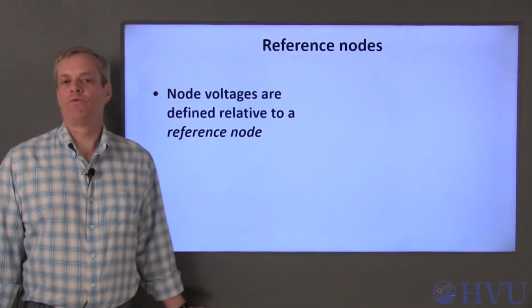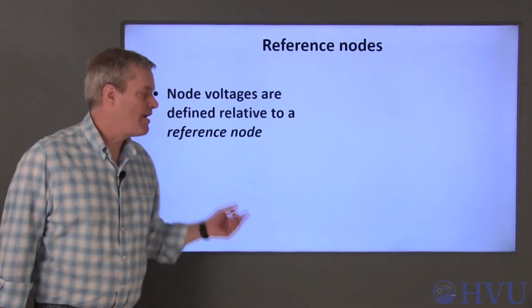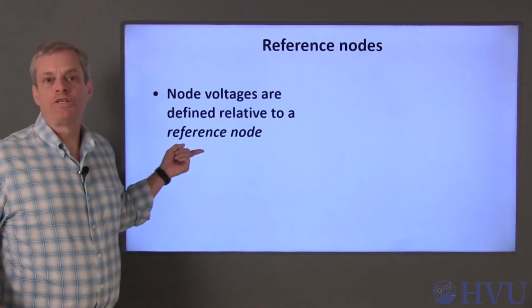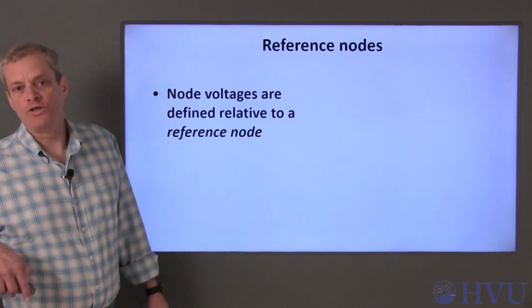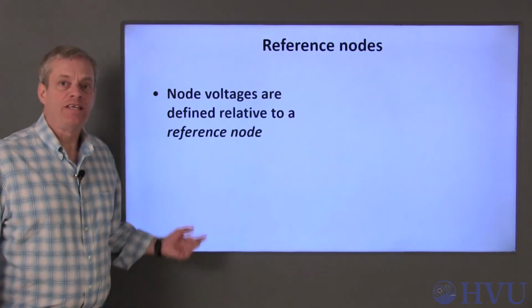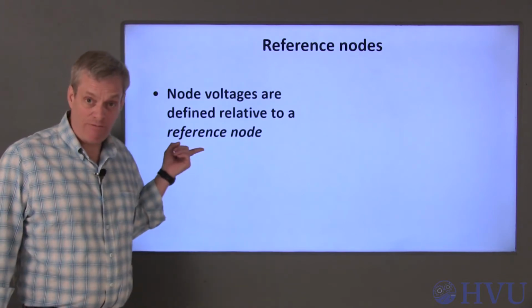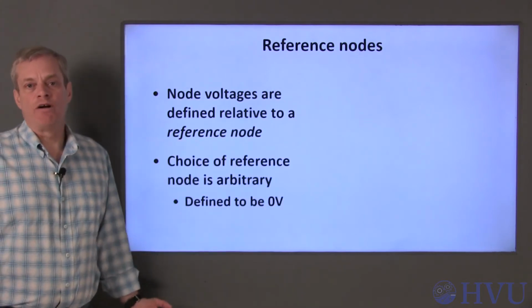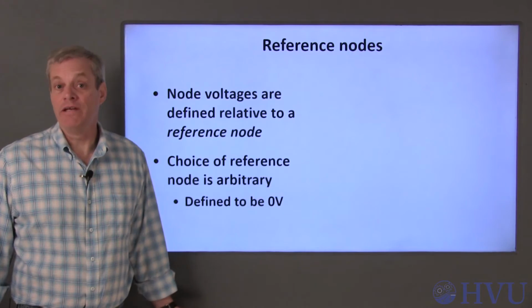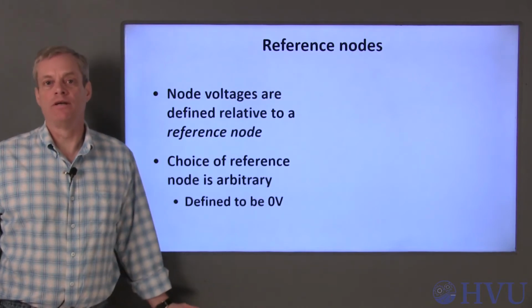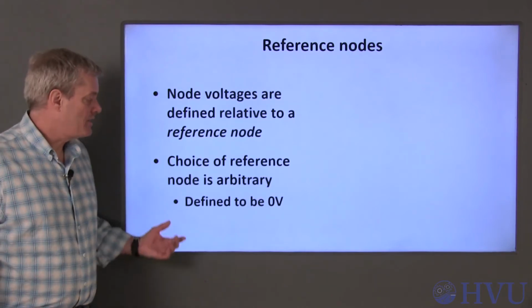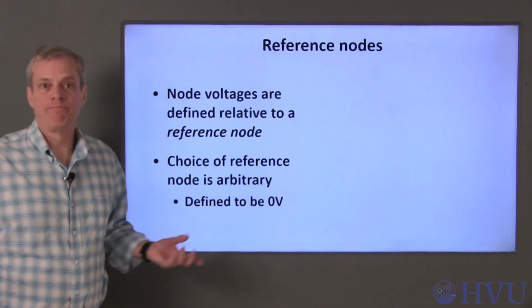The node voltages we determine will be relative to a reference voltage. Voltages are always a difference between 2 points, and the voltages at the independent nodes are defined as being a voltage relative to the reference. The choice of reference node is completely arbitrary. It can be any node in the circuit. The voltage at the reference node is taken to be 0 volts.